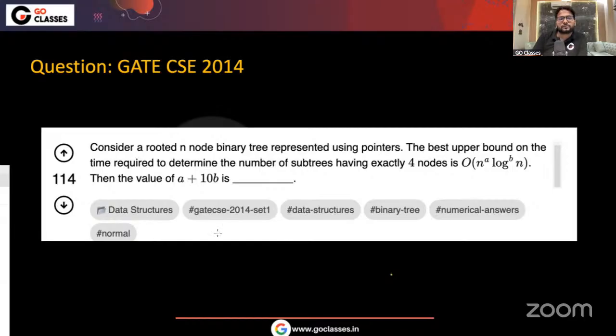Let's solve this question. What they are saying: consider a rooted n node binary tree represented using pointers. The best upper bound on the time required to determine the number of subtrees having exactly 4 nodes is. So some n node binary tree is given to you, and they are saying the number of subtrees having exactly 4 nodes.